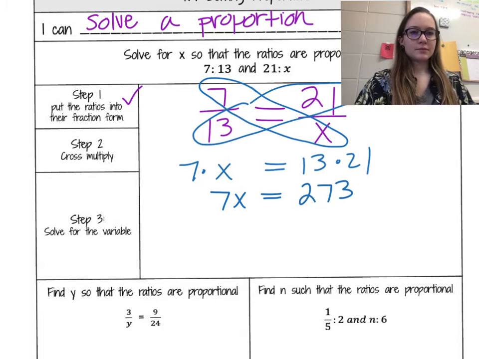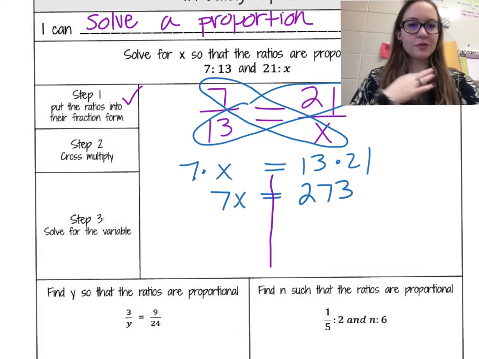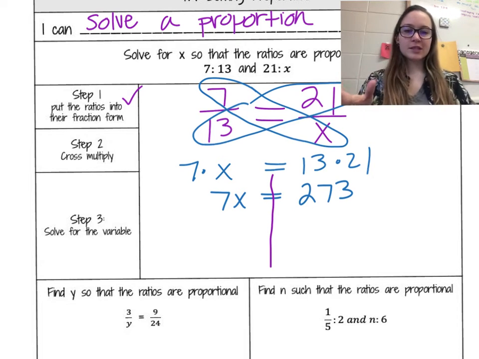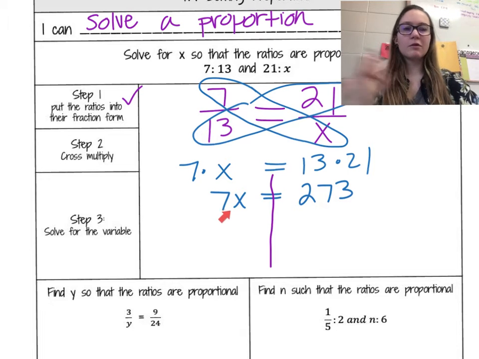Okay, so now I need to solve for x. So I draw the line through my equal sign. I work on the side with the variable. Okay, it won't always be on the left. Sometimes it might be on the right, and that's okay. But for now, it's on the left.